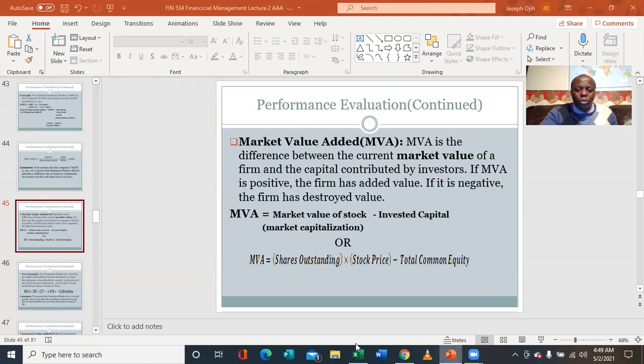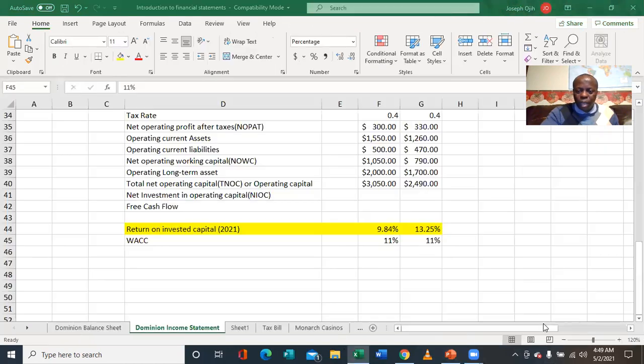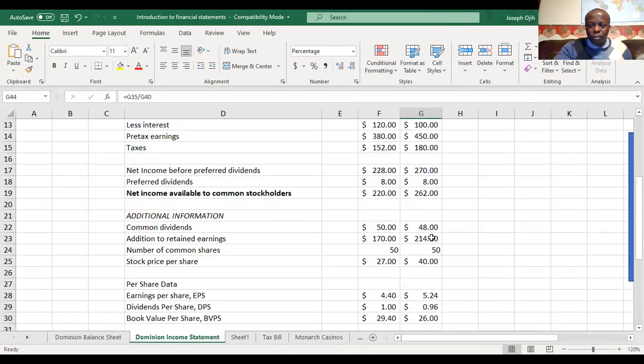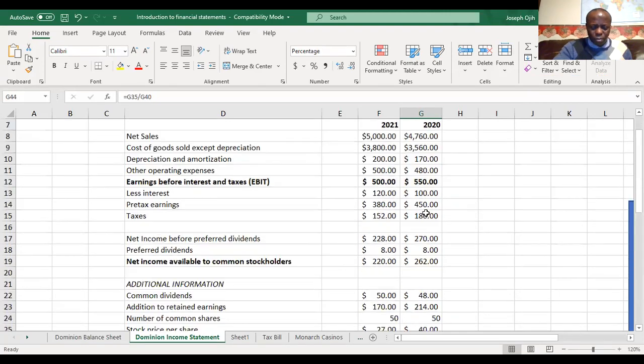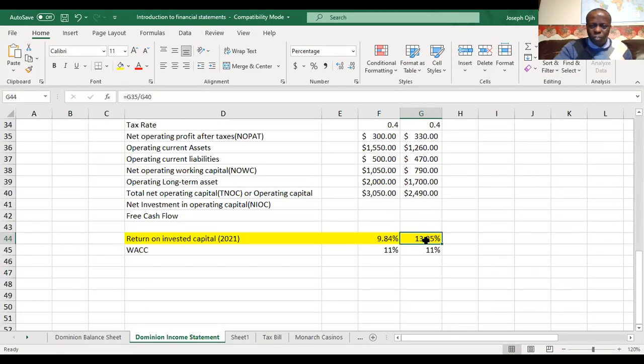Now, before I calculate it, I want to show you something from the previous calculation for return on invested capital. You can see that in year 2020, this company added value because it is bringing in 13.25%, but the cost of capital is 11%. So it added value in 2020, but destroyed value in 2021, because it has a negative cash flow that year, and other factors that we may not know. Now, anyway, back to our current metric.